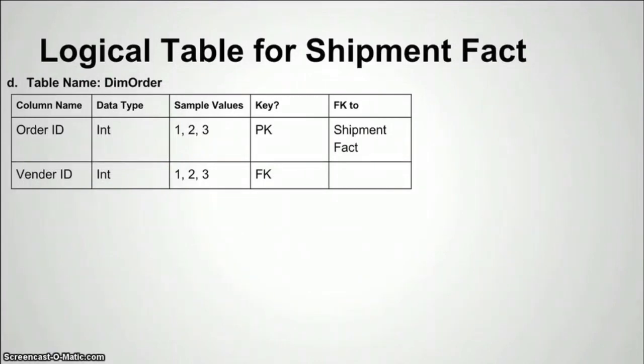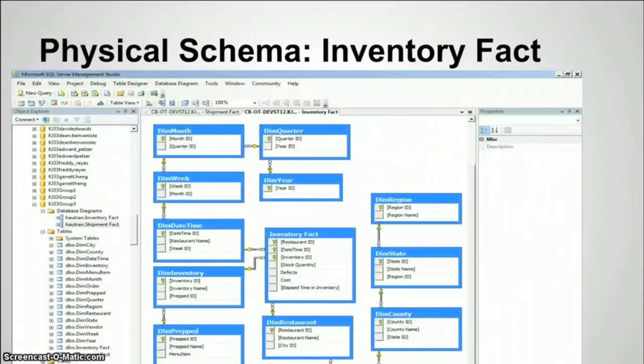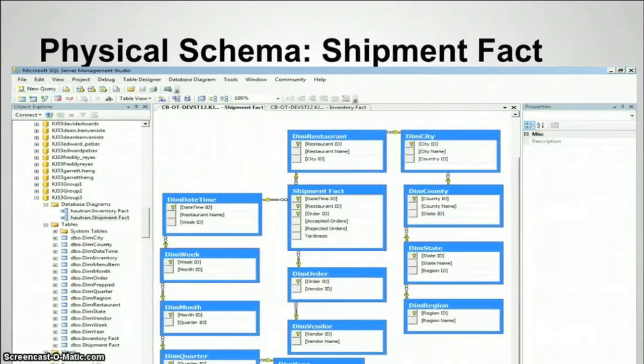Lastly, we have the physical schema for inventory fact. Here you see all the connections. Dim date time, dim restaurant, and dim inventory are all connected to inventory fact, and you can see they're following hierarchies. And lastly, we have shipment fact, and you can see dim date time, dim restaurant, and dim order connected to shipment fact.